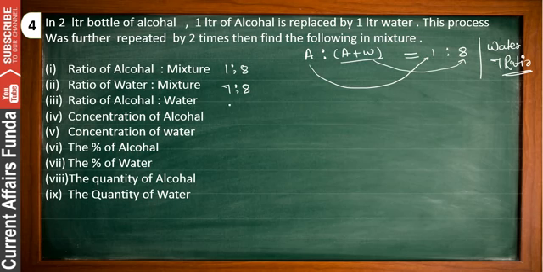Ratio of alcohol is to water, that means 1:7. Why? Because alcohol is 1 ratio and water is in 7 ratio, and total it becomes mixture, that is 8 ratio. Fine, so it will be 1:7.